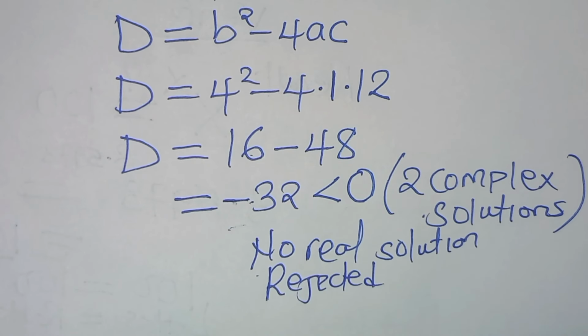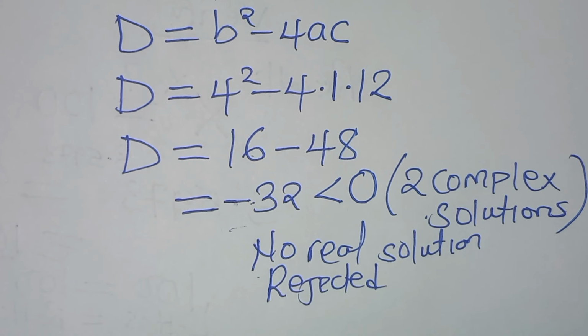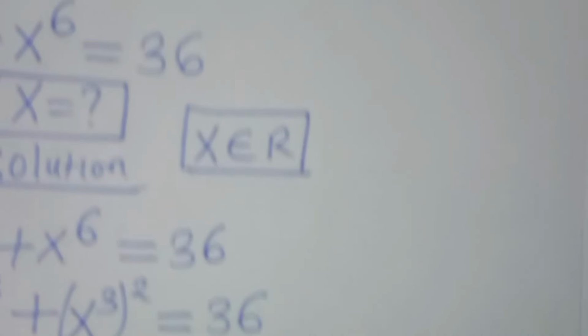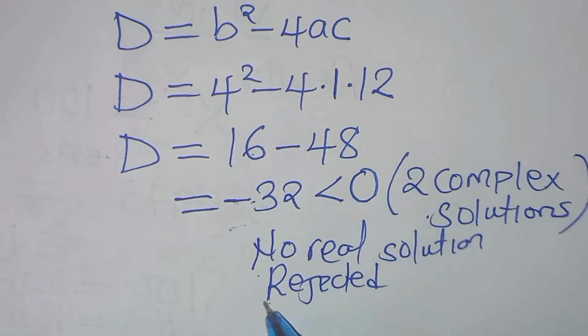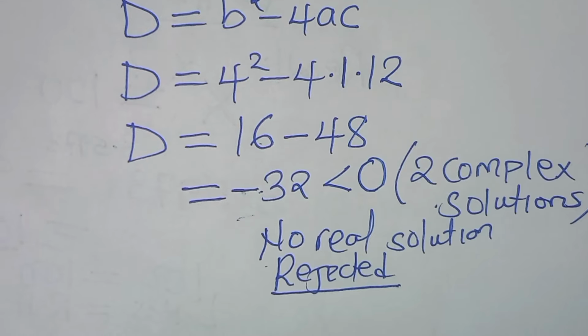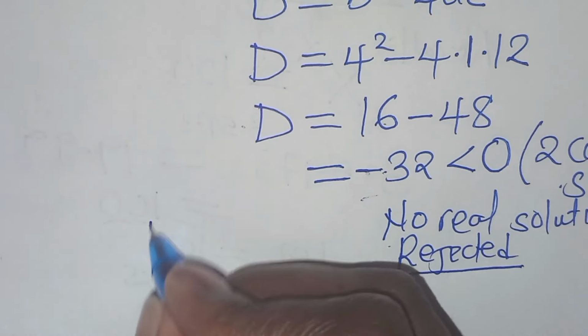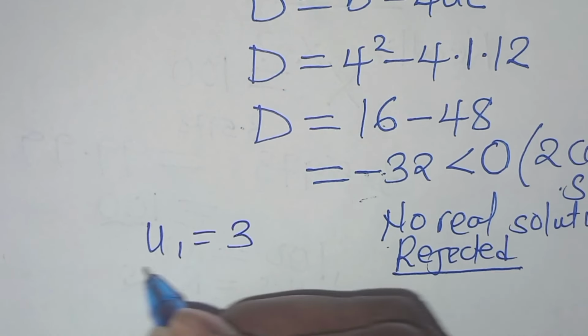This part is rejected since it violates the condition that x is a member of real numbers. So the quadratic part is rejected. So let's proceed with u1, which is equal to 3.